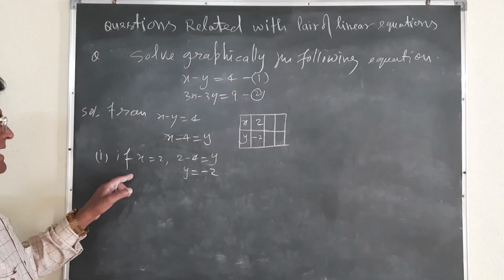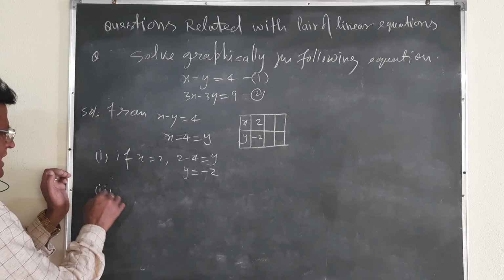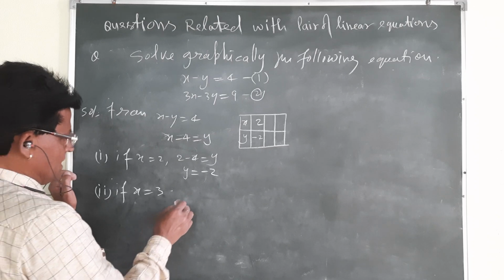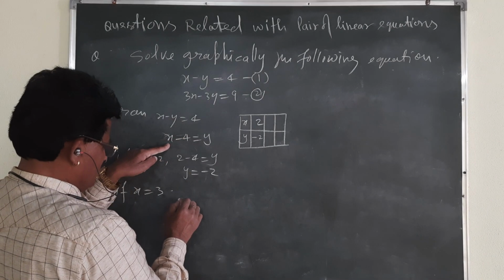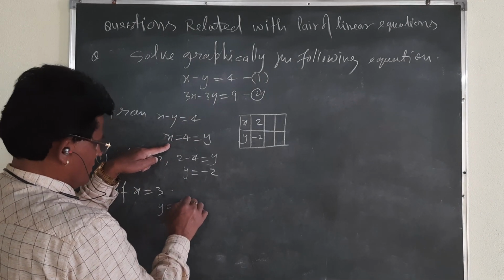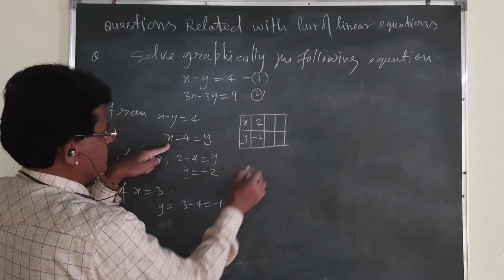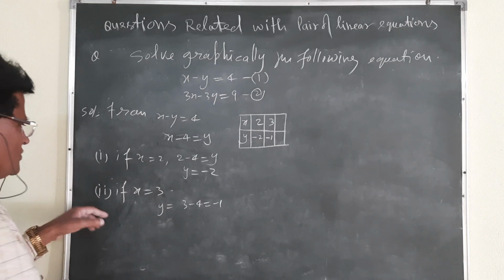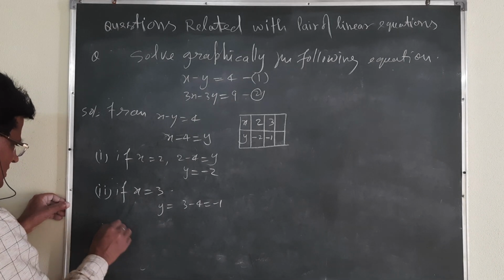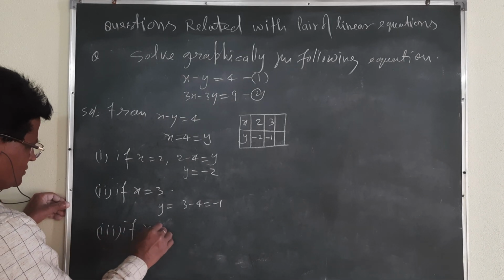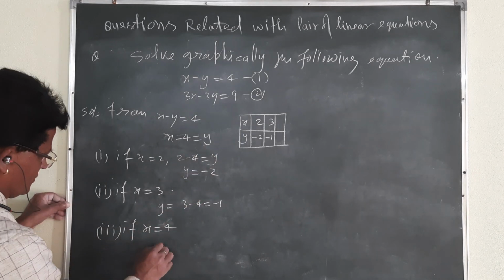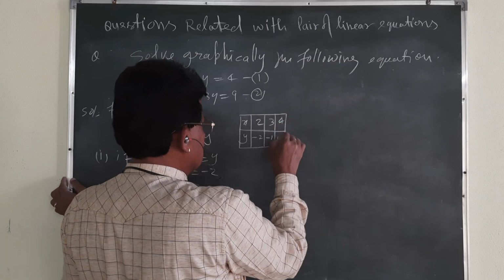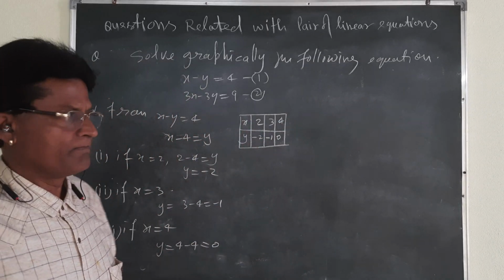And in the second case, suppose I am taking x equal to 3, then what will be the value of y? y will be 3 minus 4, which is equal to minus 1. Okay, you take one more value so that we understand the question properly. If x is equal to 4, then y will be equal to 4 minus 4, which is 0. If it is 4, that will be 0. Let me draw this graph first.